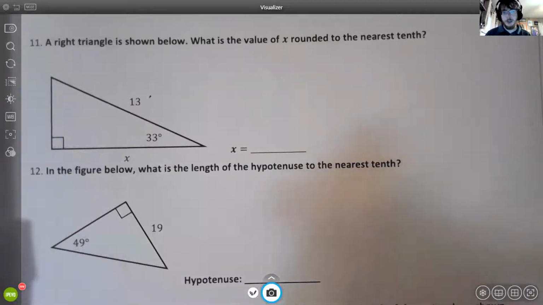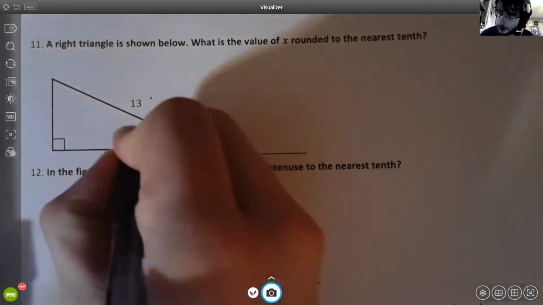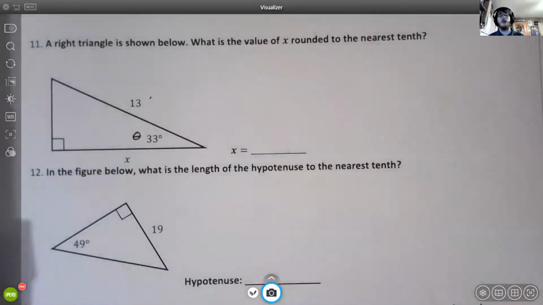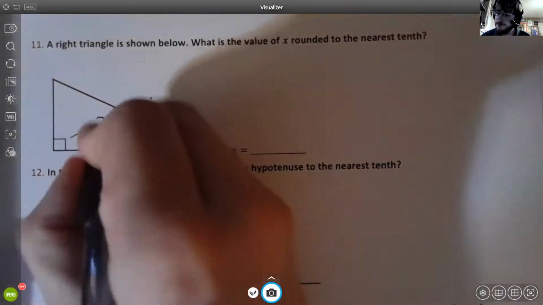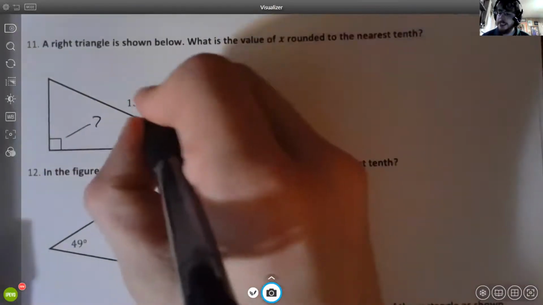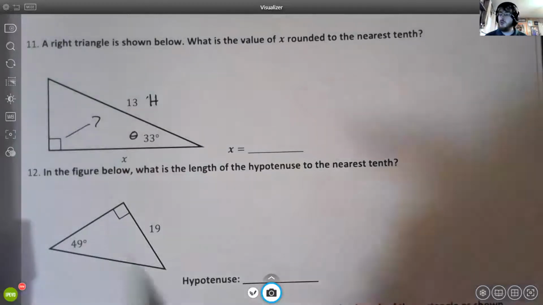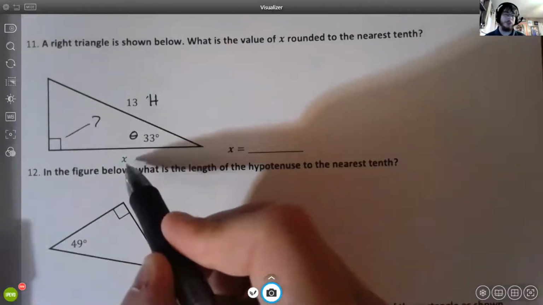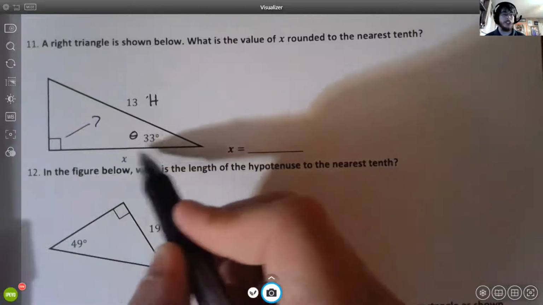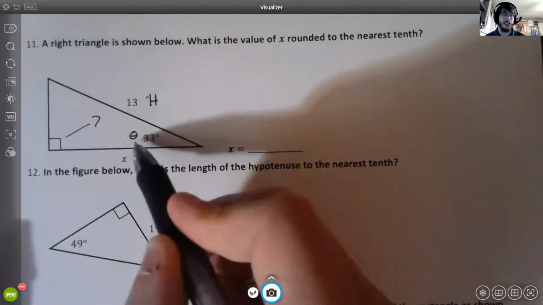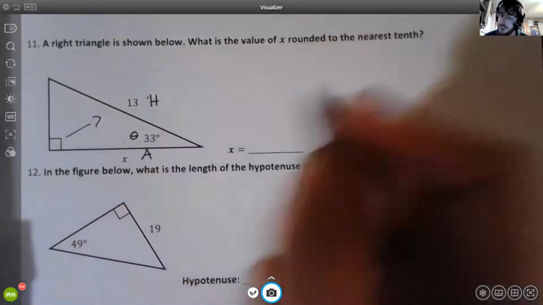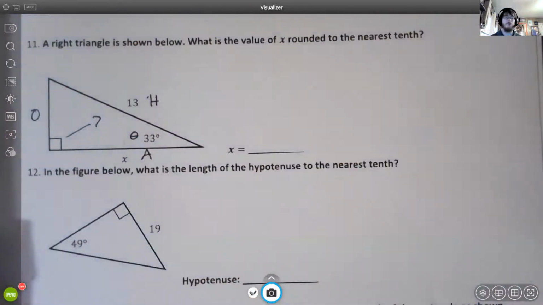So our theta is going to go on the angle that is not the right angle. So theta is going to be 33 degrees. Then we label our sides O, H, and A. Our hypotenuse is always opposite from the right angle. So that makes 13 our H. So what would X be labeled as? Would it be labeled as O or A? Well, X is on the side that touches theta. So that means X would be A and our empty side would be O.